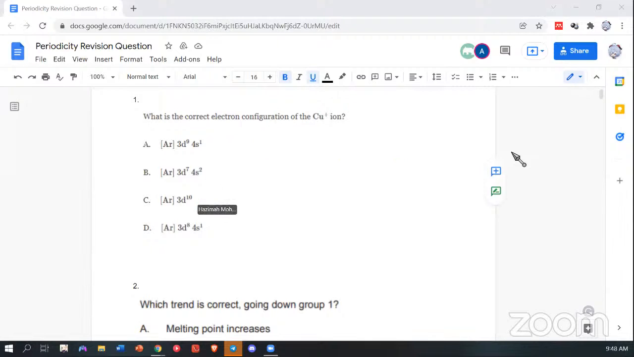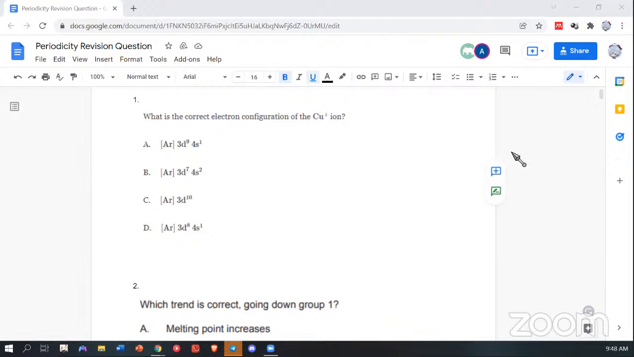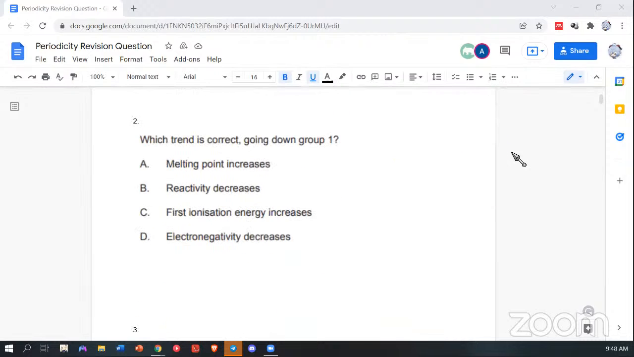Anyone want to ask any question? I guess not. Let's move to the second question. Which trend is correct going down group 1? We have our table right here. Going down group 1, our melting point increases.